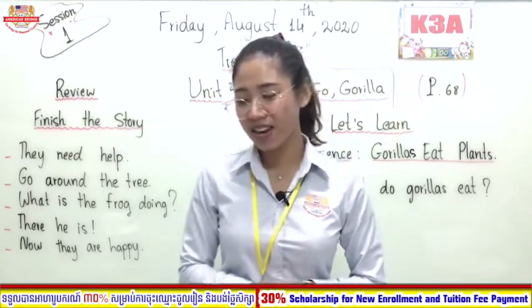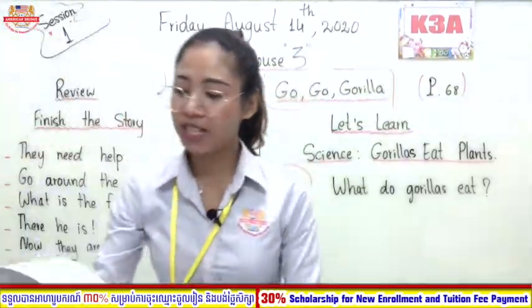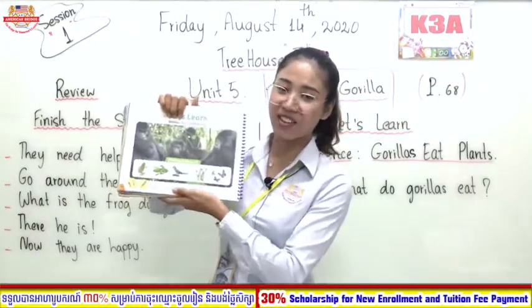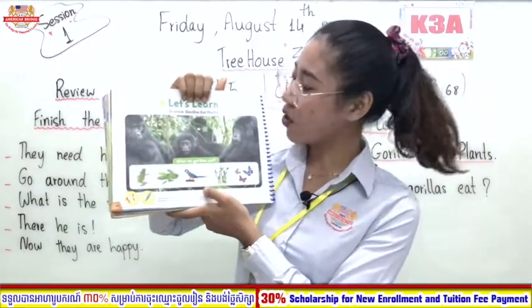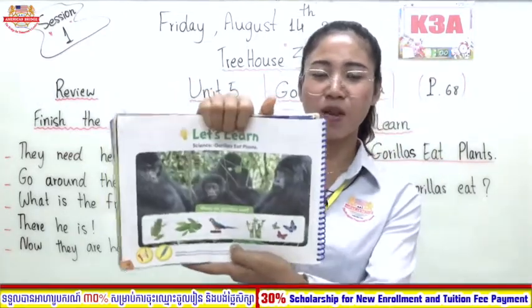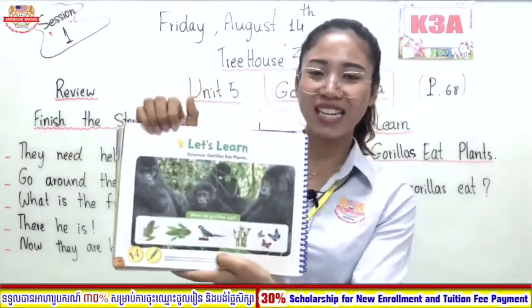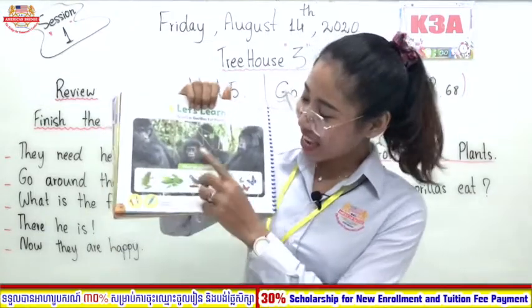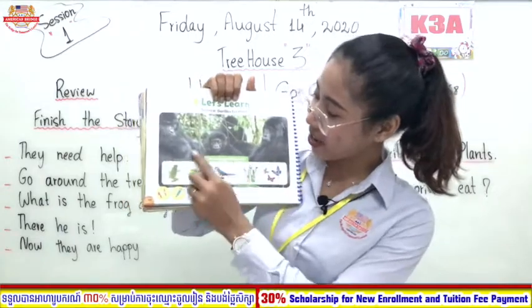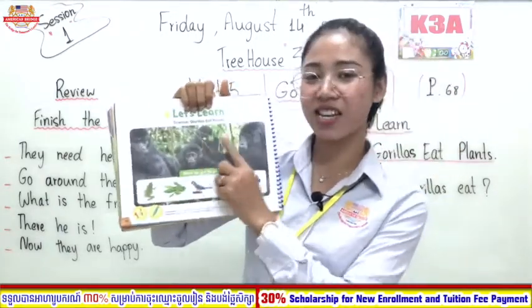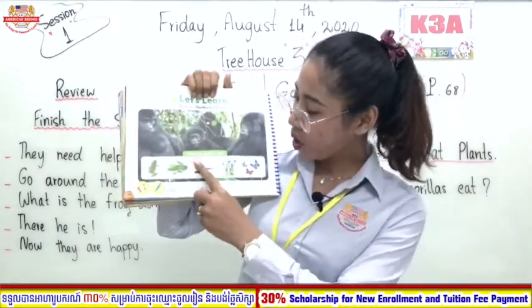Everyone right now, please open your book on page 68 together. You will see here, let's learn science. Gorillas eat plants. Can you tell me what you see in the picture, everyone? Yes, correct. Gorillas. Now there are many gorillas here in the jungle, right? Good. What do gorillas eat?